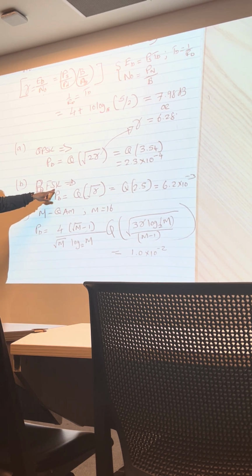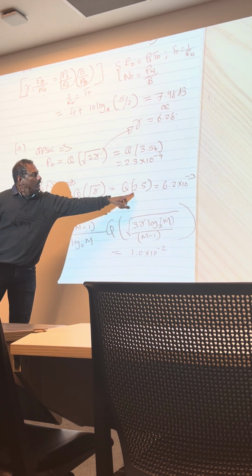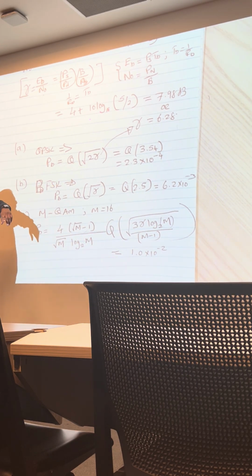Binary frequency shift keying is 6.2 times 10 to the minus 3. Now FSK is known to be power efficient, not necessarily providing a better bit error probability. So you can see between the answers of A and B.